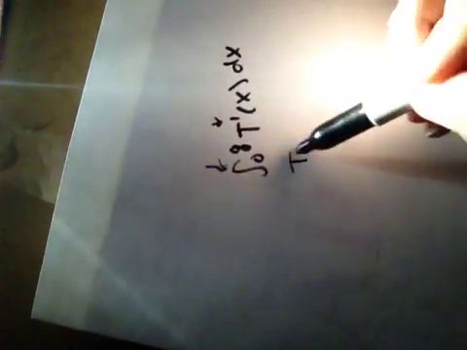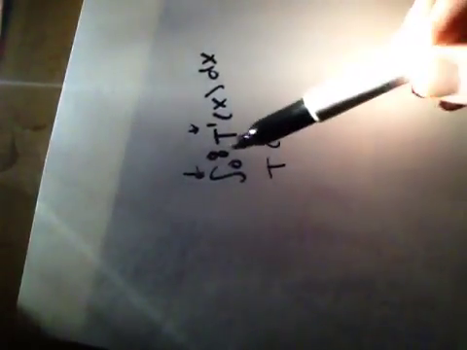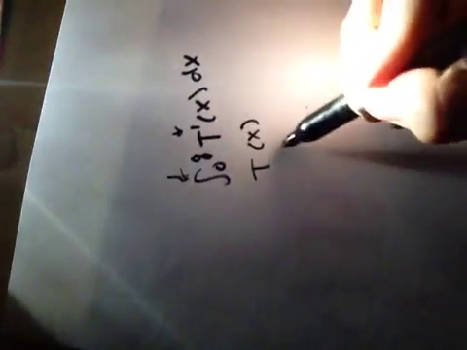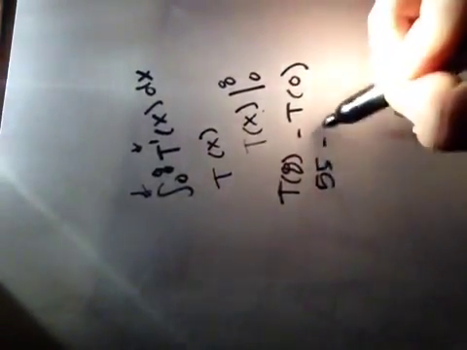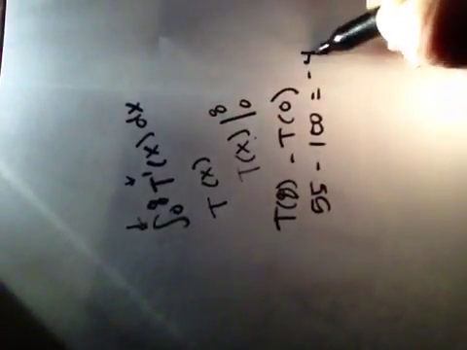And so when you have something like an integral from 0 to 8 of T prime of x dx, you'll notice you have an integral and you have a derivative. And so basically those cancel each other out and you're just looking at T of x. But you're looking at T of x from 0 to 8, so you're going to do T of 8 minus T of 0, which is going to give you 55 minus 100, which equals negative 45.